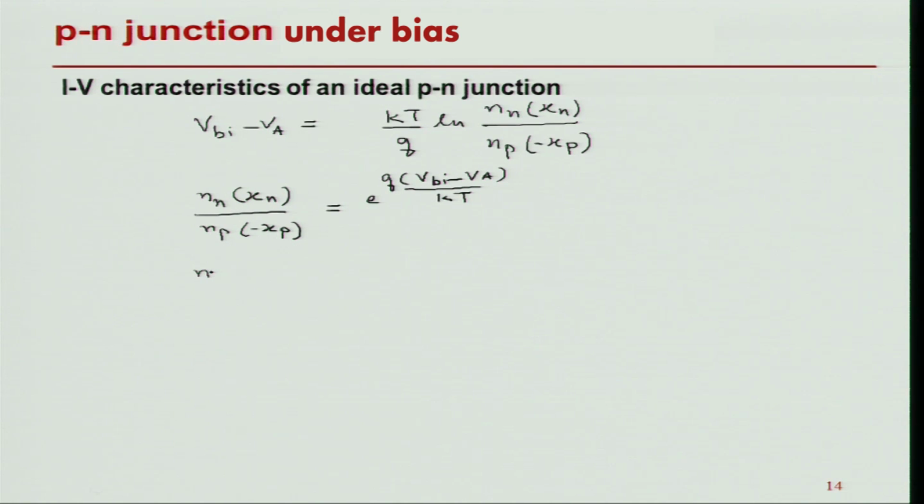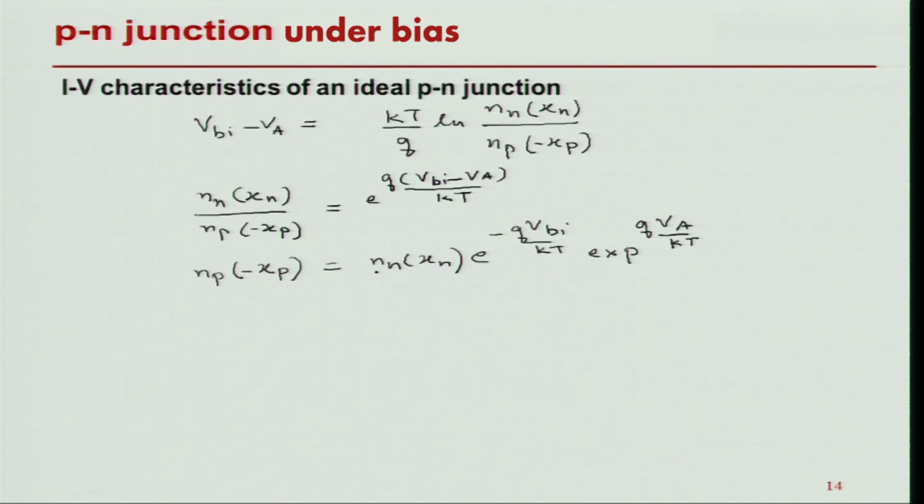Let us first look at what I need as a boundary condition when I am trying to solve for the p type continuity equation. Further writing it in this form, I can write it as n of x n, and this is going to be negative q of V B I, and I can separate the V B I and V A terms.